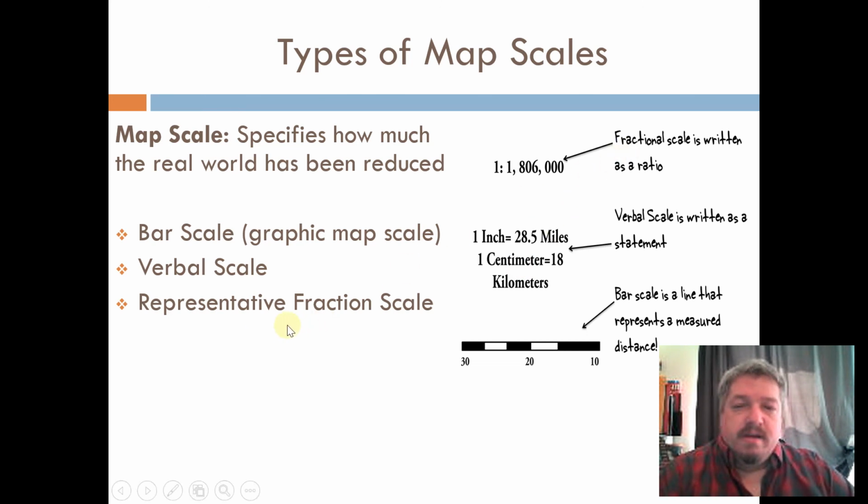And then the last one is the fractional scale. You just make it as a ratio. So 1 to 1,806,000. What does that mean? That means that one unit of measurement on the map, whether it's an inch, a millimeter, a meter, whatever it is, one of these on the map in the real world is 1,806,000 on the Earth. So that's the fraction, if you will. 1 inch would equal 1,806,000 inches in the real world. So that's another way of showing it too.